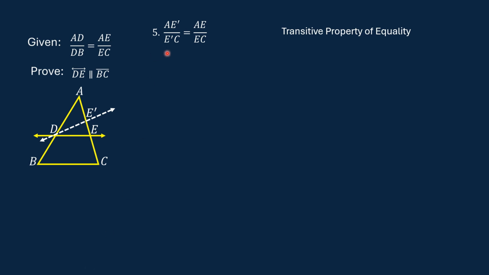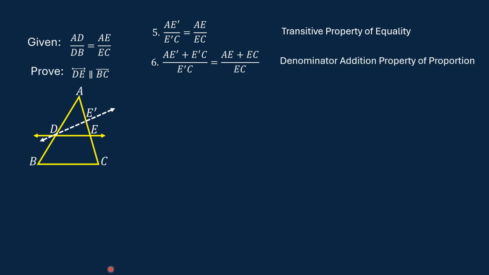We can add E prime C to the numerator of the left side, and then we can add EC to the numerator of the right side. So we have now AE prime plus E prime C over E prime C is equal to AE plus EC over EC by the denominator addition property of proportion.